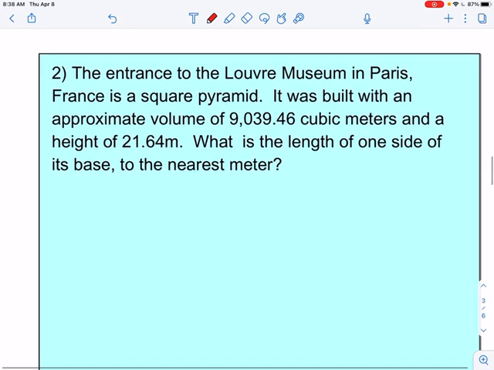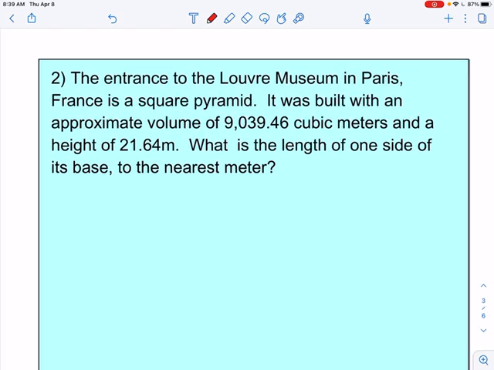Okay, the entrance to the Louvre Museum in Paris, France is a square pyramid. It was built with the approximate volume of 9,039.46 cubic meters and a height of 21.64 meters. What is the length of one side of the base to the nearest meter?